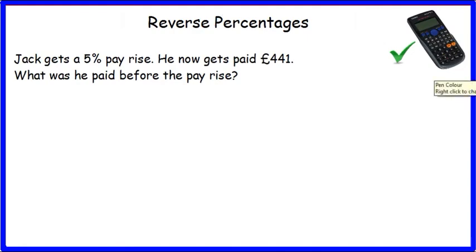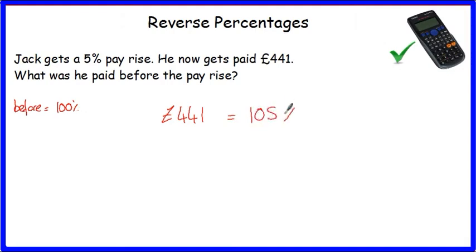Okay, so what you do is you're going to start off by writing down £441, and it's going to be equal to a certain amount of percents. You get a 5% pay rise. So before is always going to be 100%. So after 5%, that's going to be 105%. Now you want to get 100%.